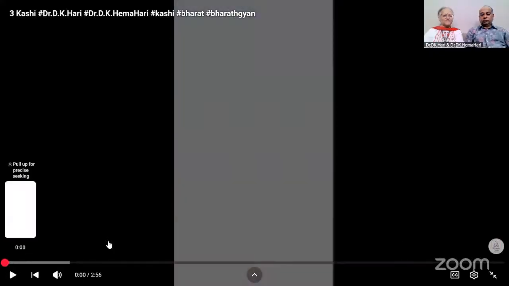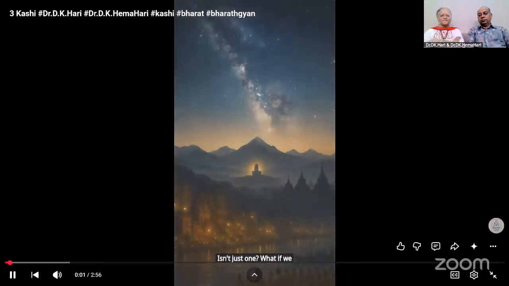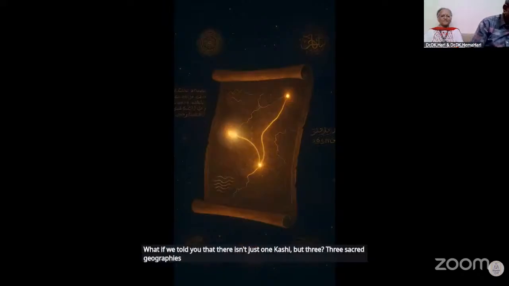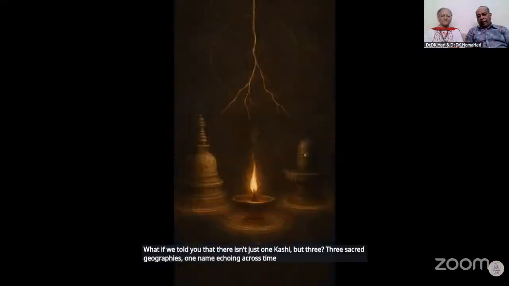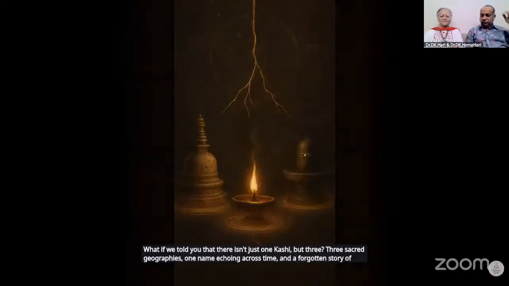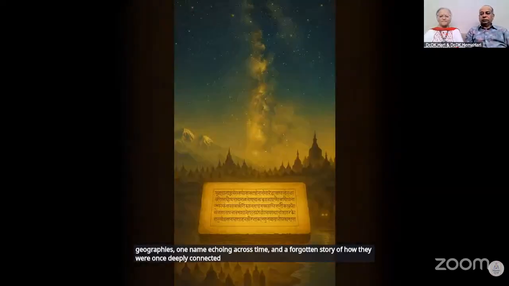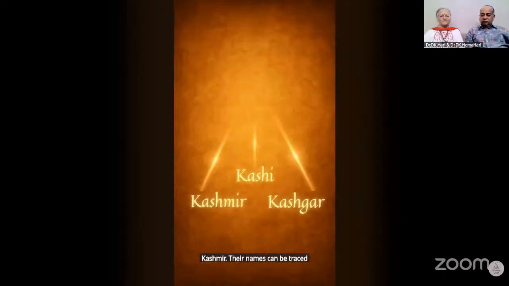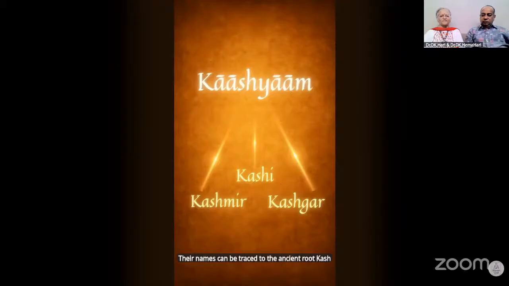What if we told you that there isn't just one Kashi, but 3? 3 sacred geographies, one name echoing across time, and a forgotten story of how they were once deeply connected by trade, by text, and by truth. Kashi, Kashmir, Kashgar. Their names can be traced to the ancient root Kashyam, which means to shine or to glow.